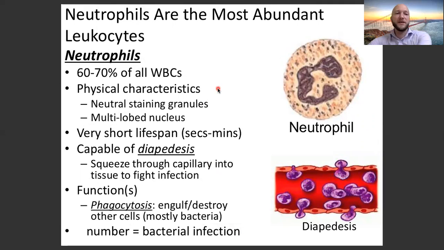Of the white blood cells, neutrophils are the most prolific, the most common, the most abundant. 60 to 70% of all white blood cells are neutrophils.